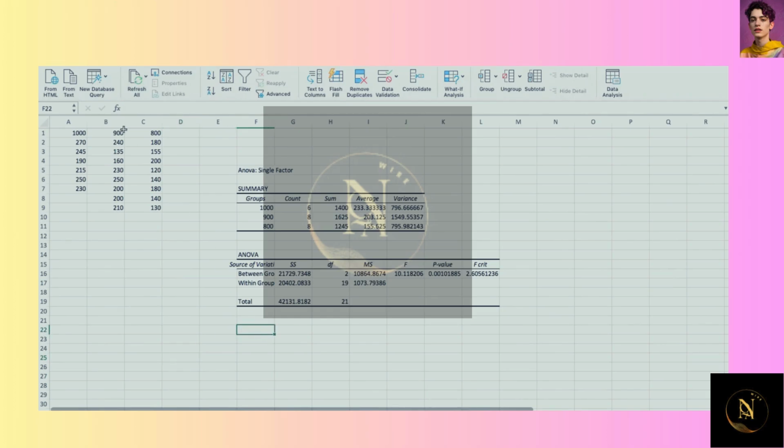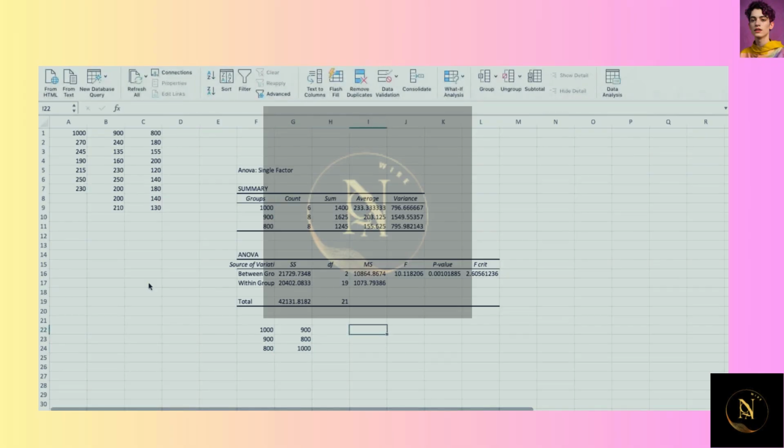Now we are going to pair up our oven watts because a Scheffé test is a pairwise test. So we're going to pair up 1000 watts and 900 watts, 900 watts and 800 watts, and 800 watts and 1000 watts.